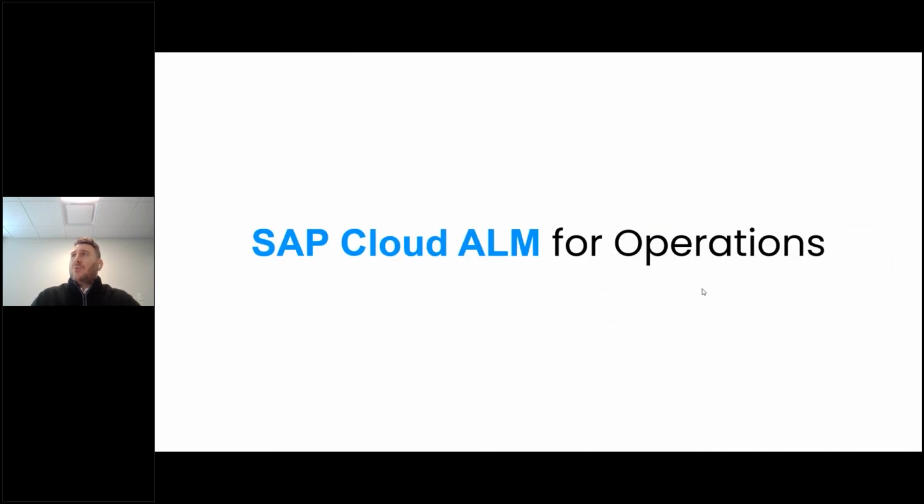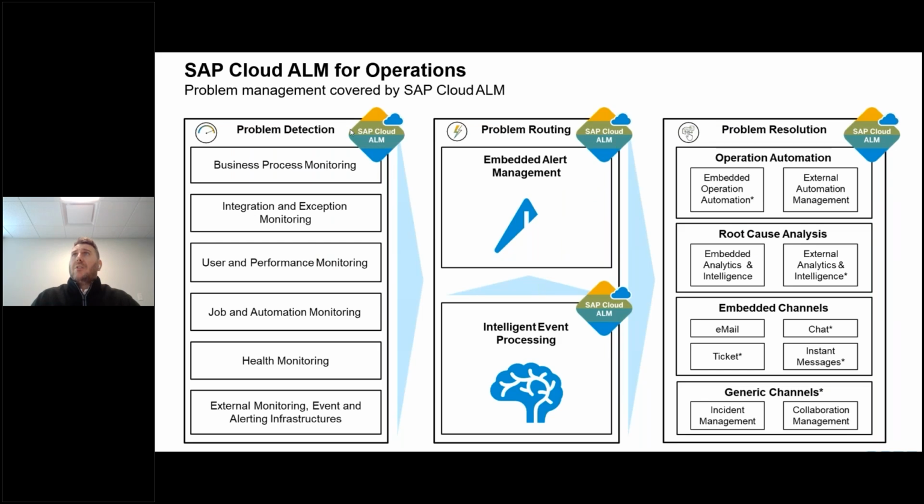And then from an operations perspective, Cloud ALM does offer capabilities of monitoring for your system, and also detecting those problems through your business process monitoring, the user and performance monitoring, and then technical monitoring and others, so the ones that you can see here. It also helps detect problems with your problem routing through intelligent processing, and support your problem resolution, where an incident can be raised, it can be analyzed, it can also be solved and closed.